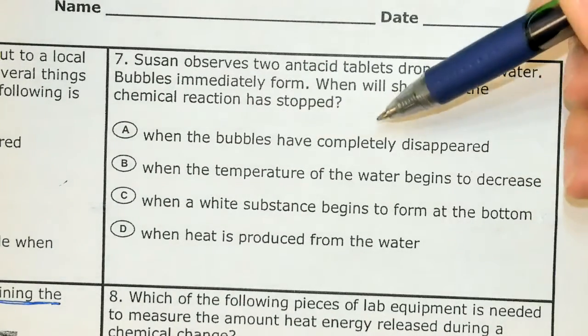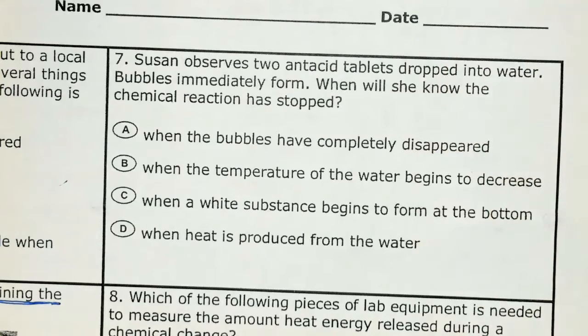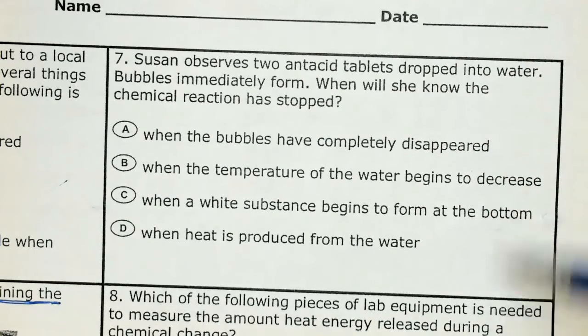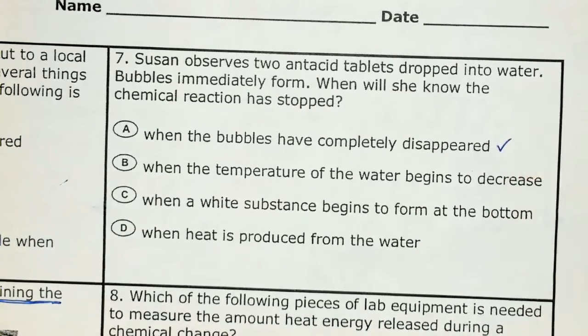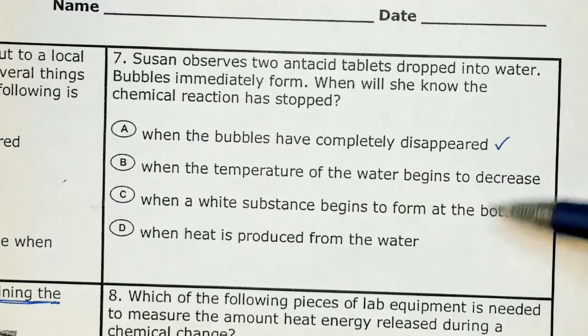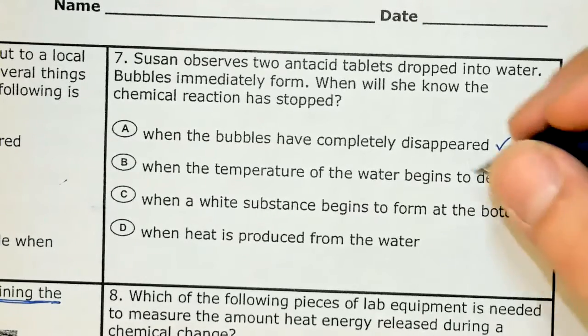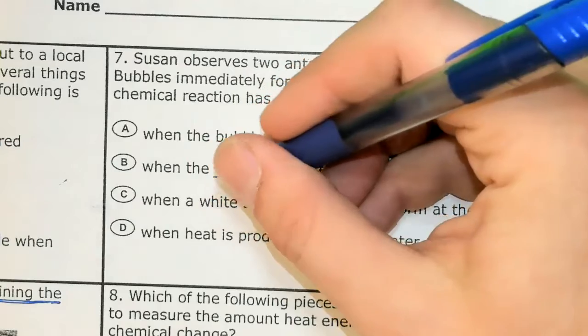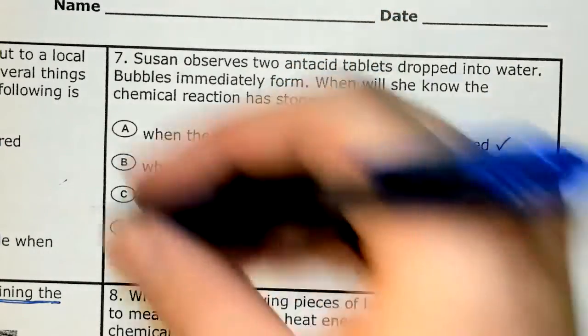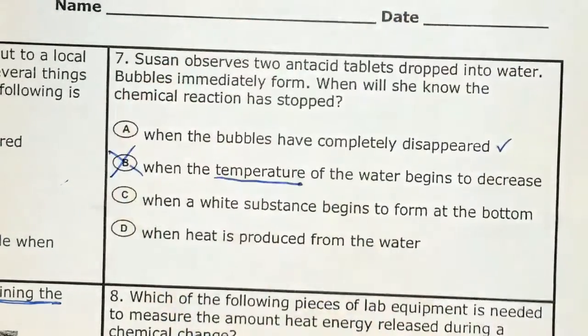So when the bubbles have completely disappeared, that means no more pressure change is taking place, correct? That's a good answer, but let's move on to B. When the temperature of the water begins to decrease. A change in temperature is a sign of a chemical change. So if a temperature change increases or decreases, that's a chemical change taking place still, so it can't be that one.